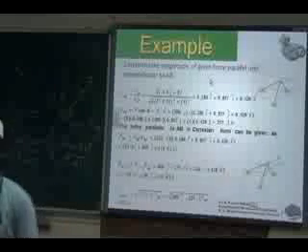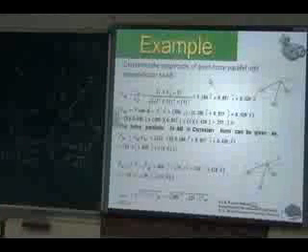Any doubt you can ask. So after drawing this, first find out the coordinates. Coordinates for A is 0, 0, 0. It is in the origin. Coordinate for B.